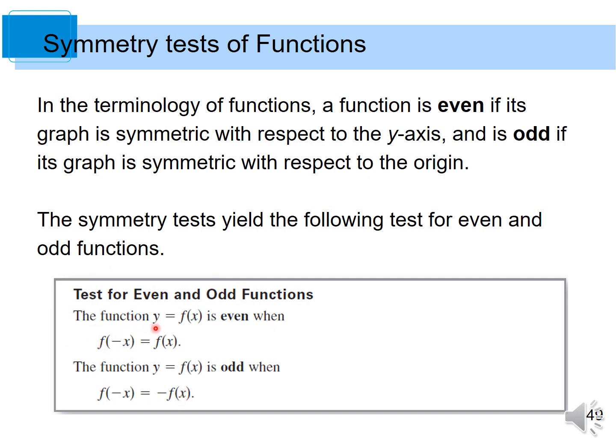We say the function is even when we replace the x by negative x and then produce the function that is the same as the original function. And we can say the function is an odd function if we replace the x by negative x and we produce the function that is the negative of the original function.